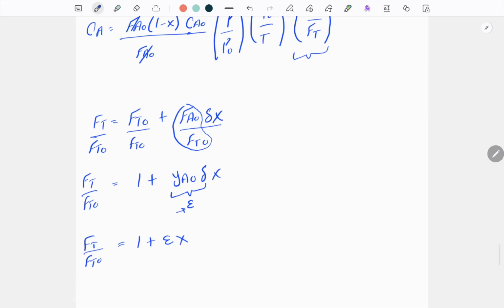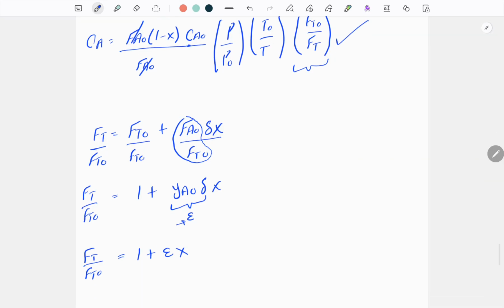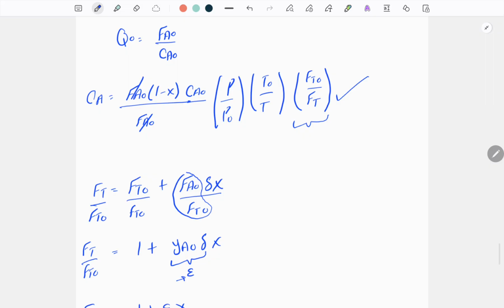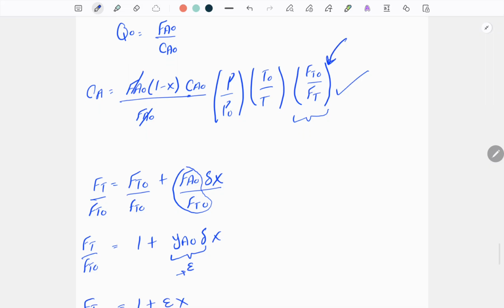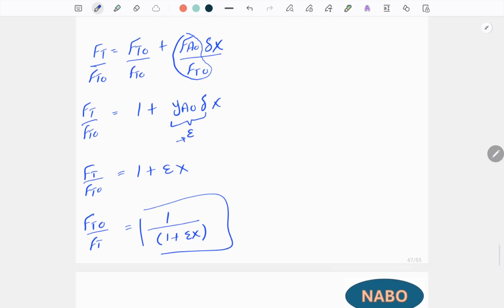But as you see in our equation, we're given Ft naught over Ft. So if we flip it, Ft naught over Ft will equal 1 divided by 1 plus epsilon x, and that is the last term that we need to substitute into the equation. But before we do that, let's understand this step here. I kind of rushed through it.